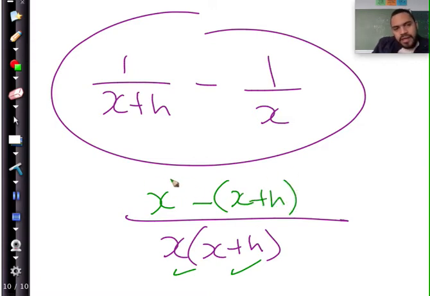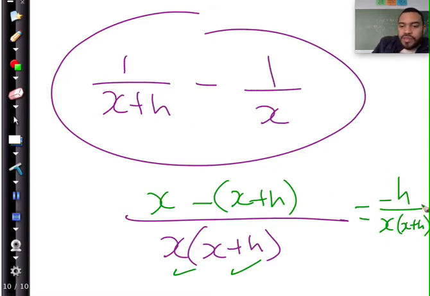Okay, so that is what we are interested in now: x minus x plus h. So when you simplify this whole thing, what do you get? You end up with negative h over x into x plus h. Do you see that? Okay.